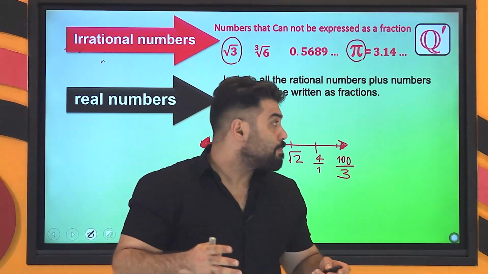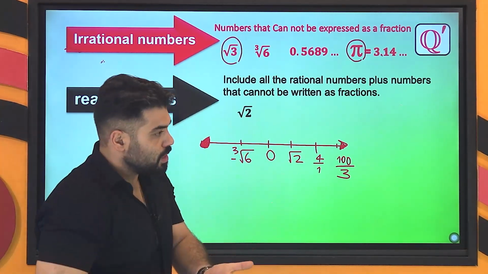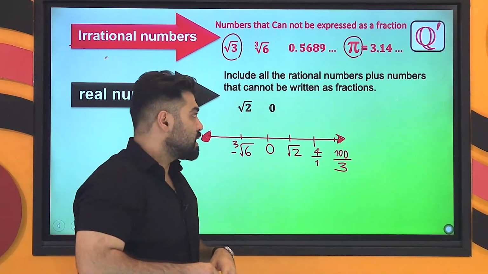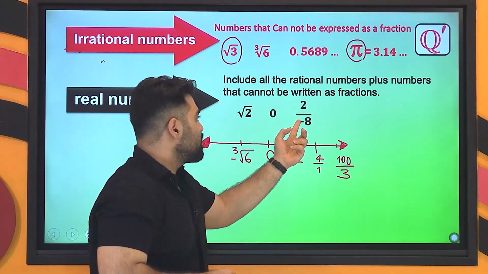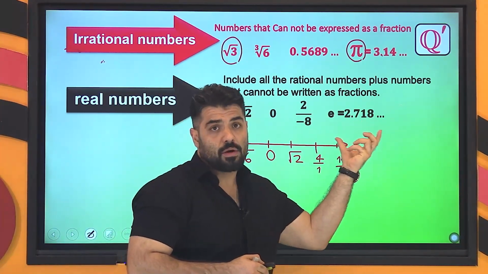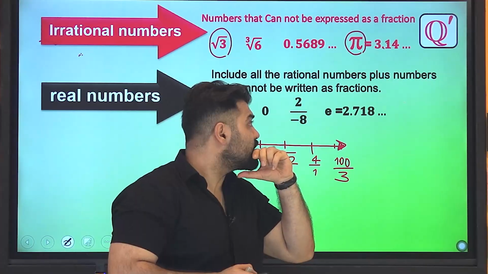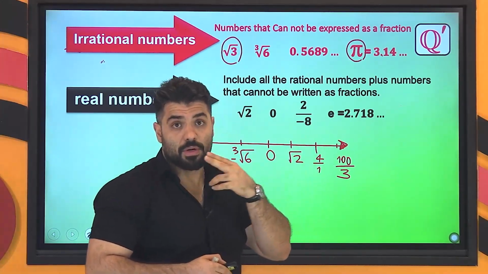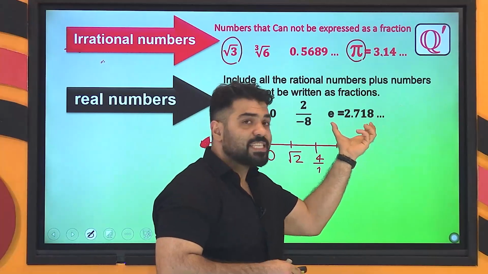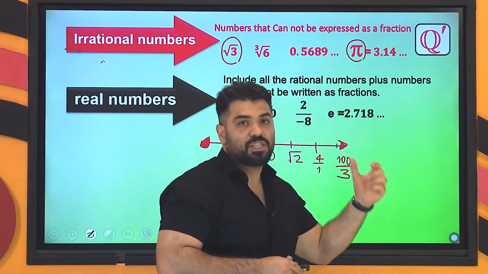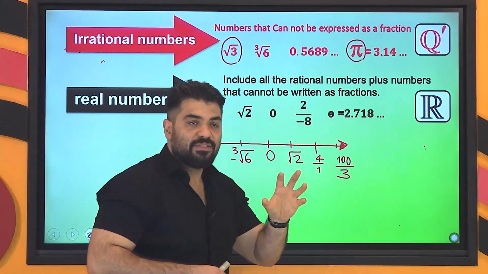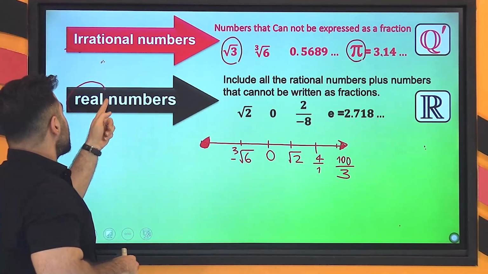Let me give you some examples. Square root of 2 is a real number and it's irrational. 0, it's a real number and it's rational. 2 over minus 8 is a real number and it's rational. And Euler's number, one of the most famous constants in mathematics, is a real number and it's irrational because it's an unterminated decimal number without repeating string. The notation of real numbers is R. It is the first letter of the word real.